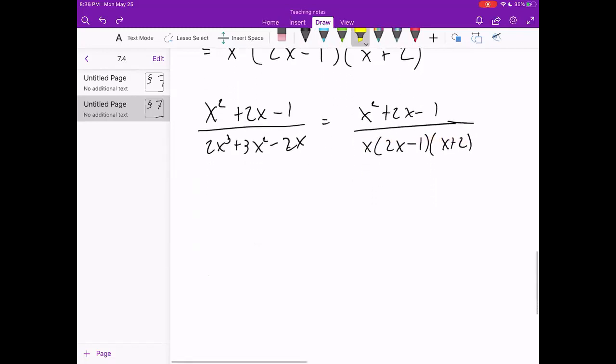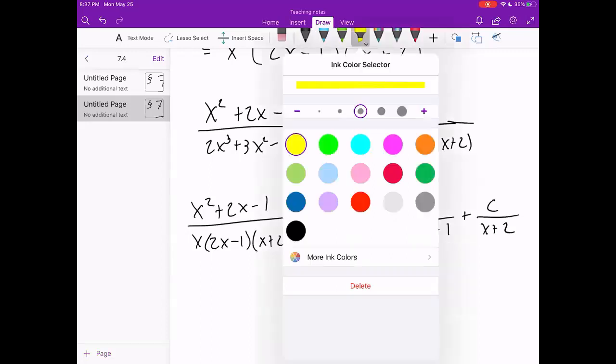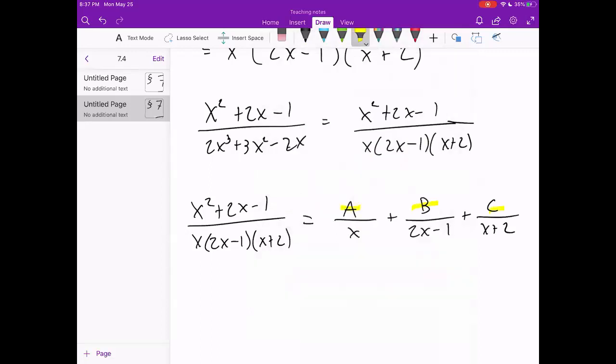So what partial fractions says is I can take this thing, x squared plus 2x minus 1 divided by x times (2x minus 1)(x plus 2), and I'm going to be able to write this as something that looks like this: A over x plus B over 2x minus 1 plus C over x plus 2. Where I do not know right now what A, B, and C are. So A, B, and C are left for us to determine. And we're going to do this using algebra. So this is an algebraic technique.